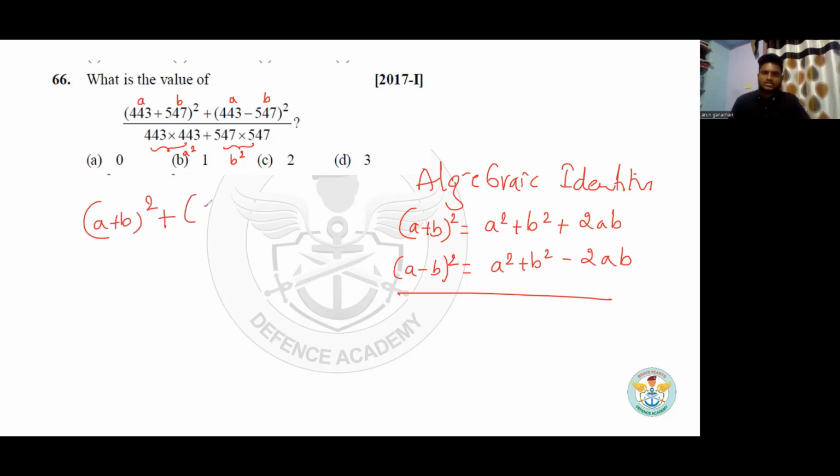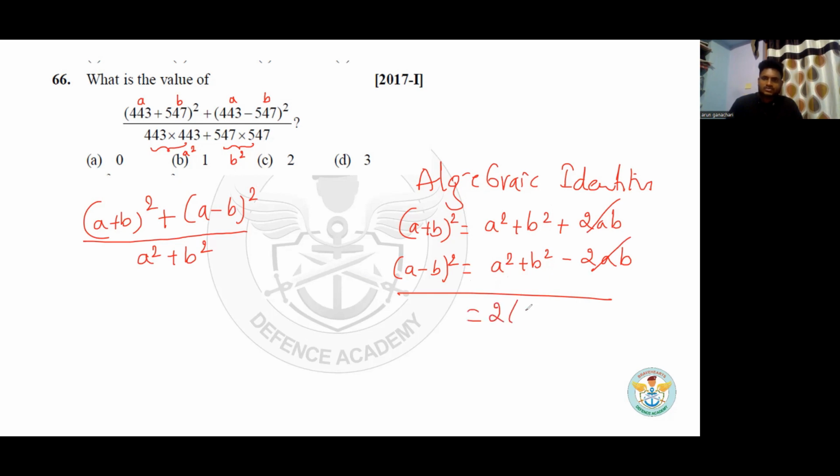plus, in my question, it will be a minus b the whole square divided by a square plus b square. The question has been changed. We have tried to simplify it. A plus b the whole square plus a minus b the whole square divided by a square plus b square. What is a plus b the whole square plus a minus b the whole square? Plus 2ab and minus 2ab will get cancelled.